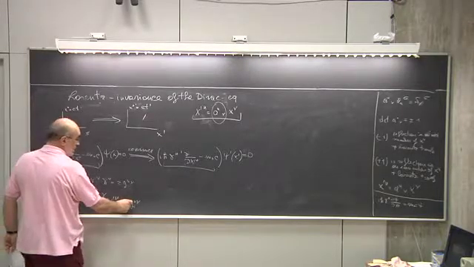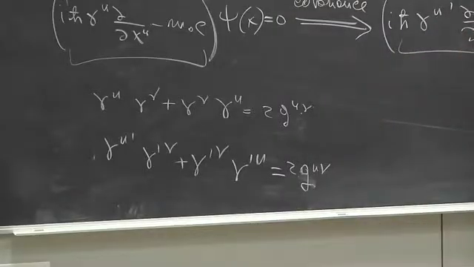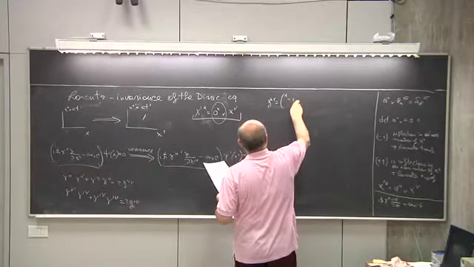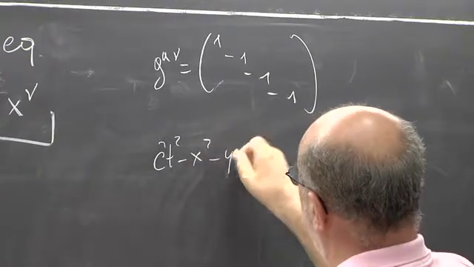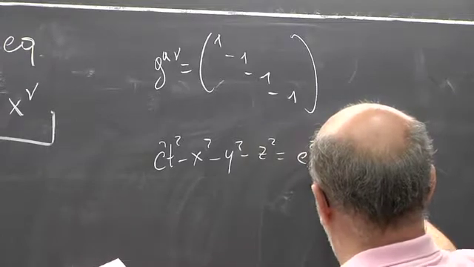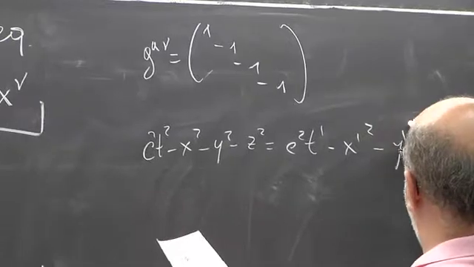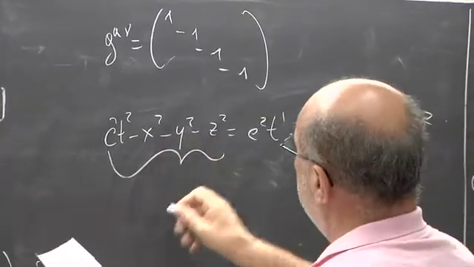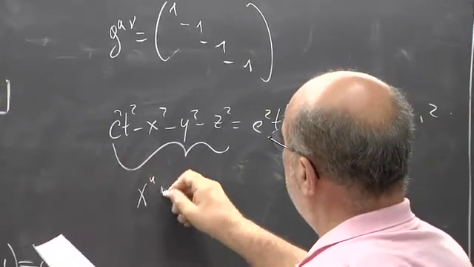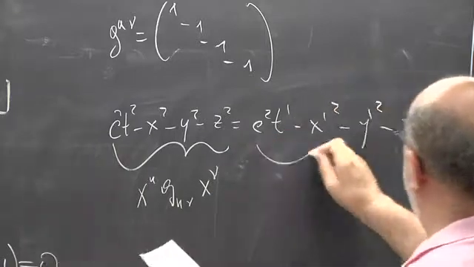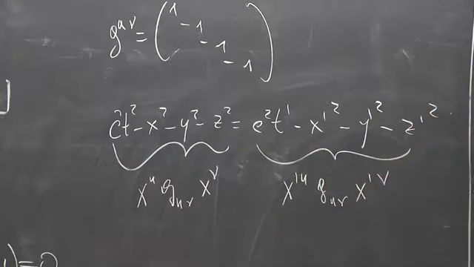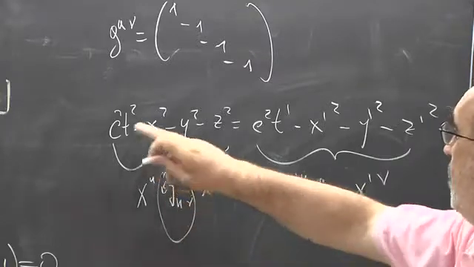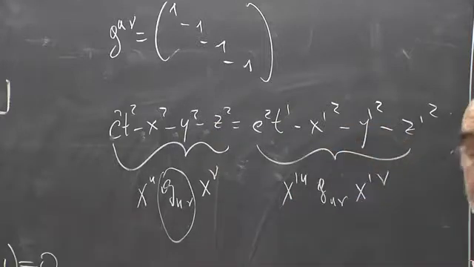Remember that this is the only object that lowers and raises the indices, and g mu nu was 1, minus 1, minus 1, minus 1. Why did it remain the same? Well, remember c squared t squared minus x squared minus y squared minus z squared is equal to c squared t prime squared minus x prime squared minus y prime squared minus z prime squared. You know, here, this object is nothing else than x mu, g mu nu, x nu, and this object is x prime mu, g mu nu, x prime nu. Okay? And you see, this is what makes my 1, minus 1, minus 1, minus 1. Here I have the same sign, so it remains the same.